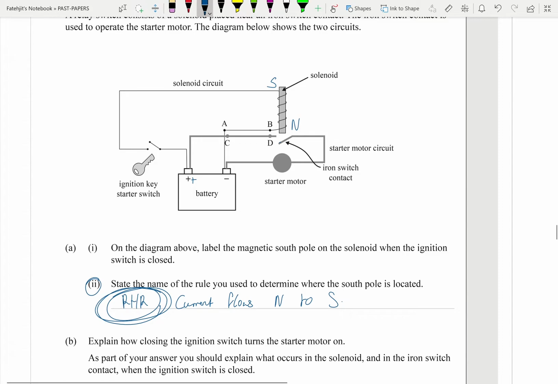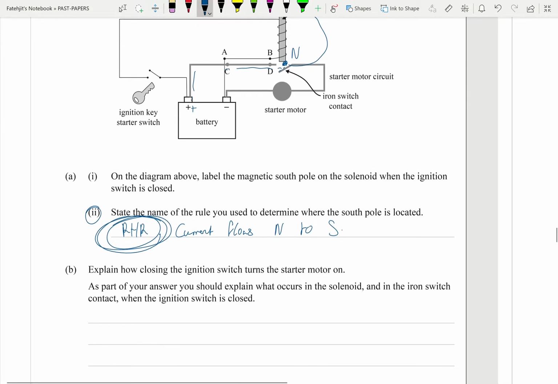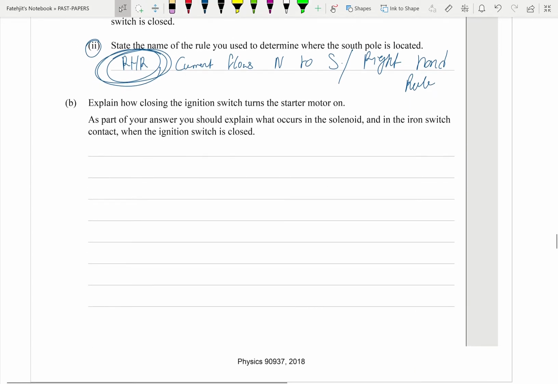So the way I figured that out was because the battery is here, that's positive, positive to negative, which will be north to south. But you should stick with the right hand rule method. I think they teach you that in class.